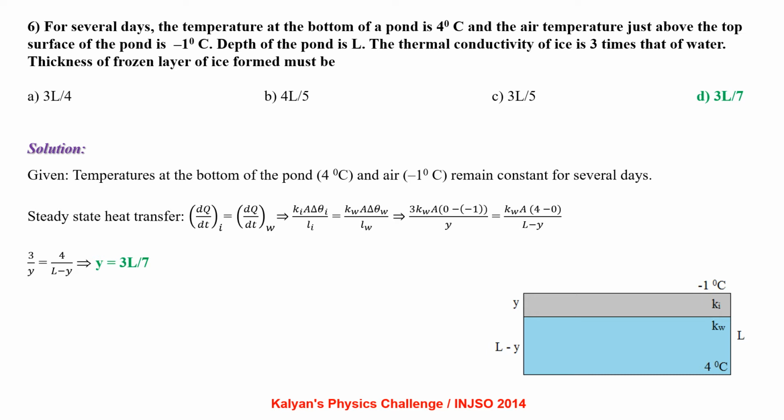Given the temperatures at the bottom of the pond is 4 degrees centigrade and air is minus 1 degree centigrade that remain constant for several days. Steady state heat transfer is taking place. So dQ by dt ice equal to dQ by dt water. So K A into delta theta by L is equal in both cases, which gives us y equal to 3L by 7.